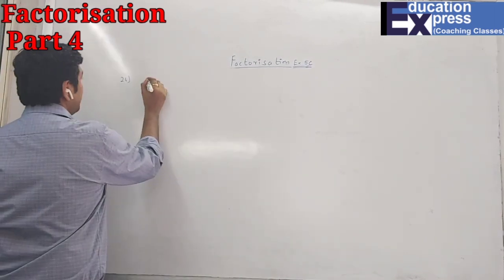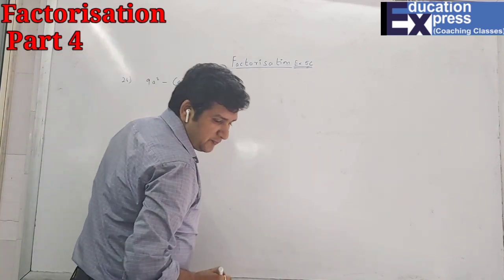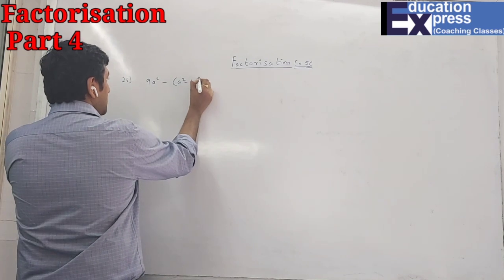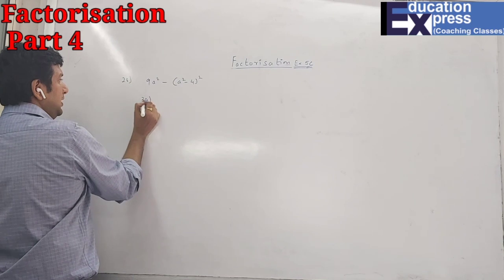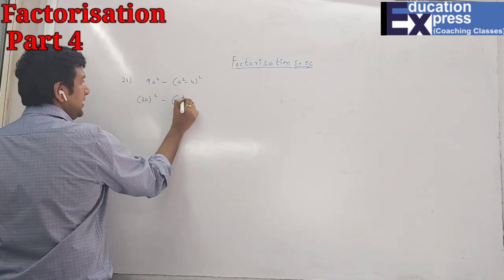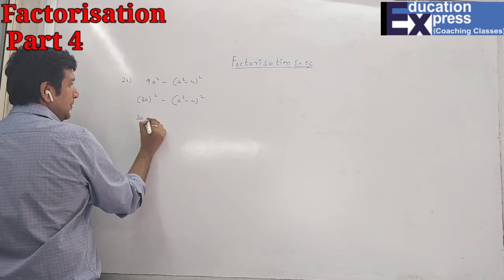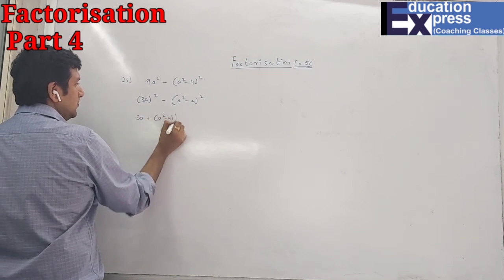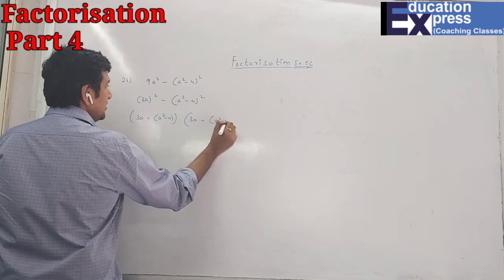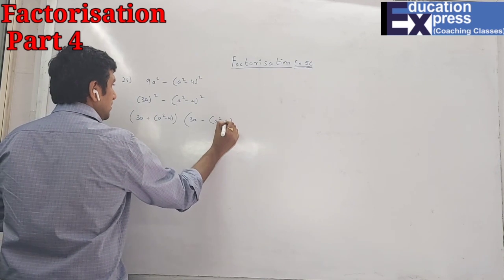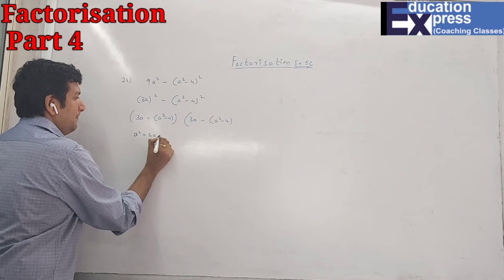9a square minus (a square minus 4) the whole square. Again the same thing, a and b. So this is (3a) square and this is (a square minus 4) square. So (3a plus a square minus 4)(3a minus a square minus 4), which is (a square plus 3a minus 4).